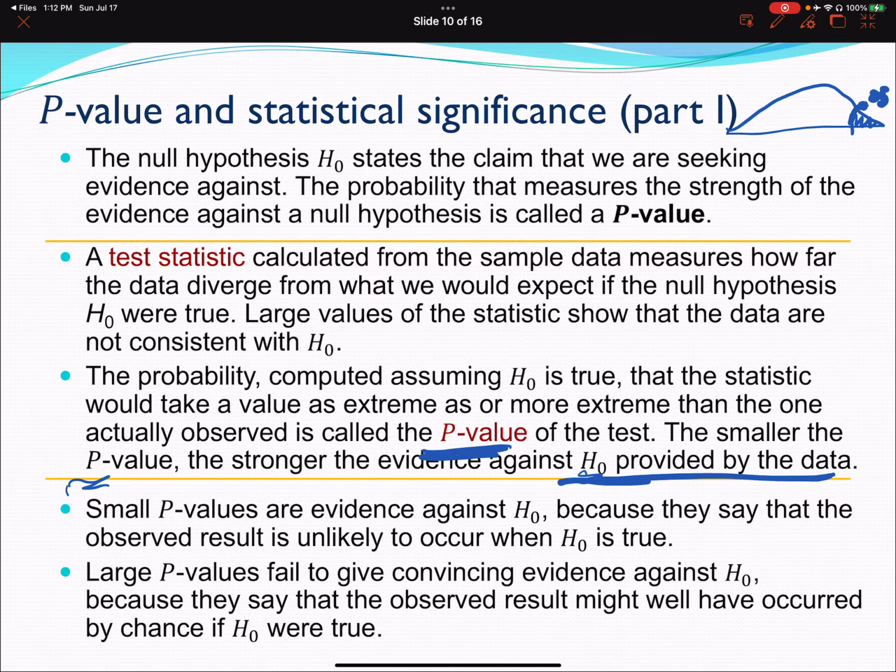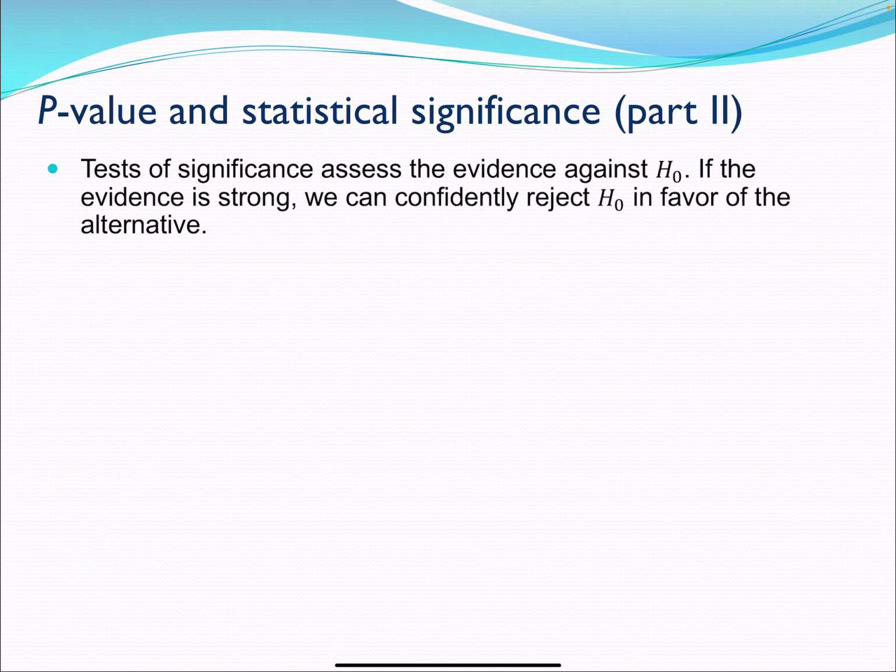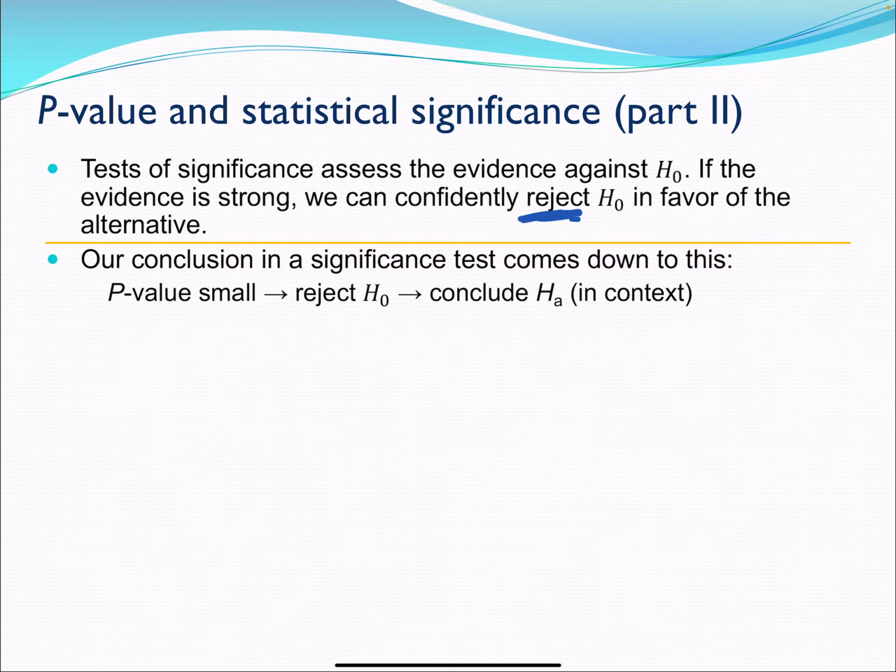Large p-values fail to give convincing evidence against H naught because they say that the observed result might have occurred by chance if our null hypothesis was true. Next, tests of significance assess the evidence against the null hypothesis. If the evidence is strong, we can confidently reject H naught in favor of the alternative. Note, there's only rejection, no acceptance, only rejection in statistics, right? So if we have a small p-value, we reject our null hypothesis and conclude our alternate hypothesis.